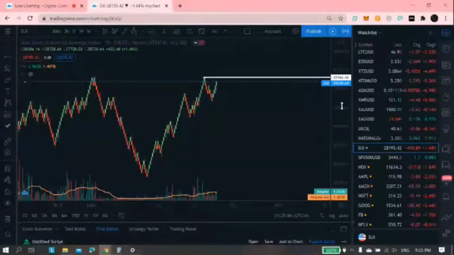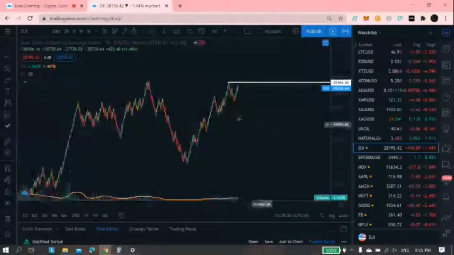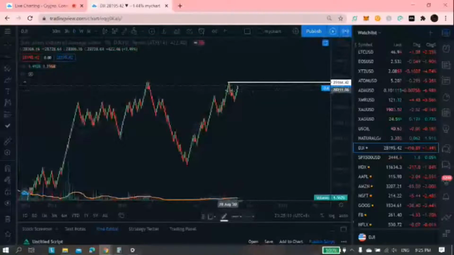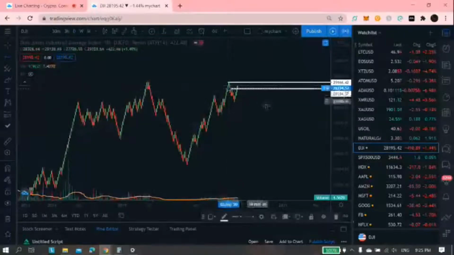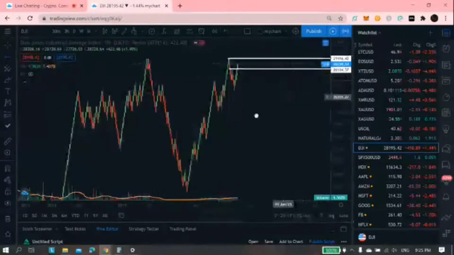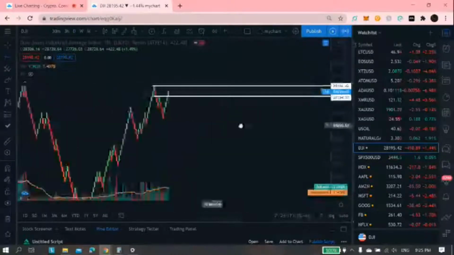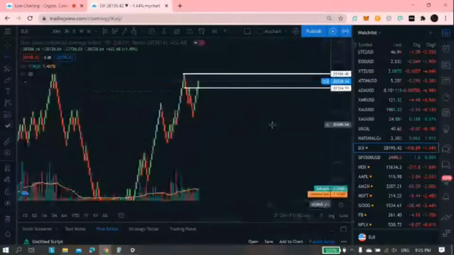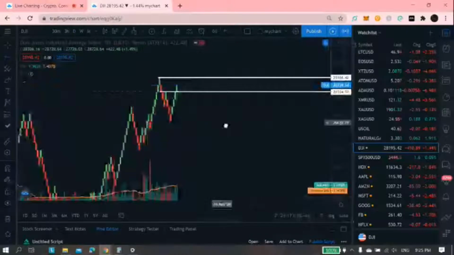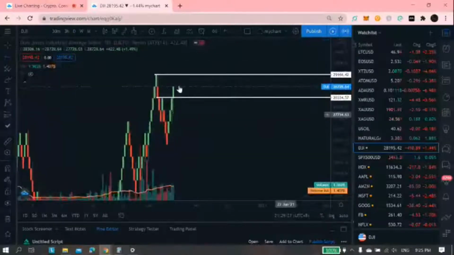So yeah, I think that's it for Dow Jones. And of course, the support I'm looking at is this. I will use the two Renko bars as a support, and actually that's 1:1, so it's a no trade zone for me.